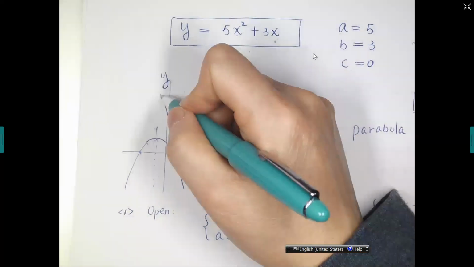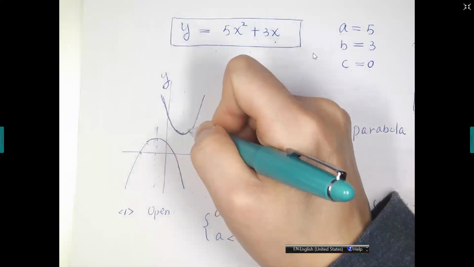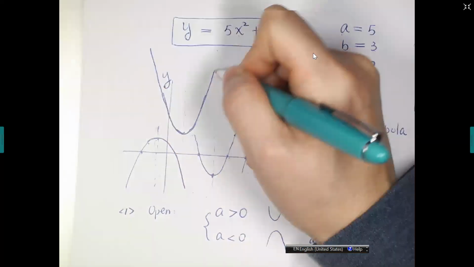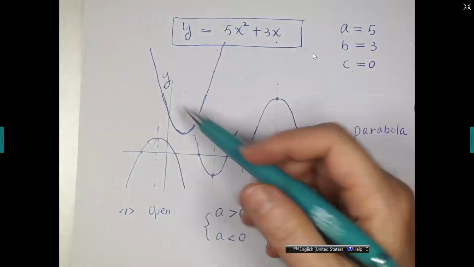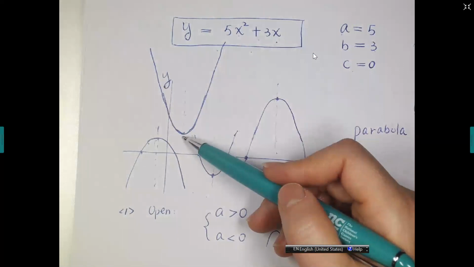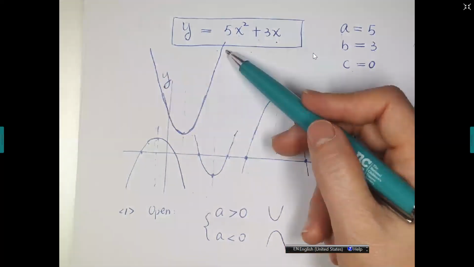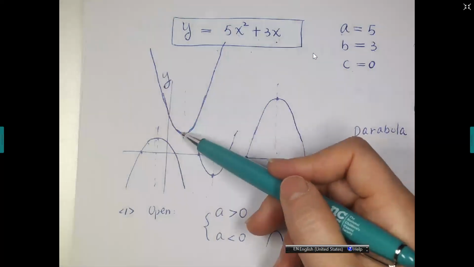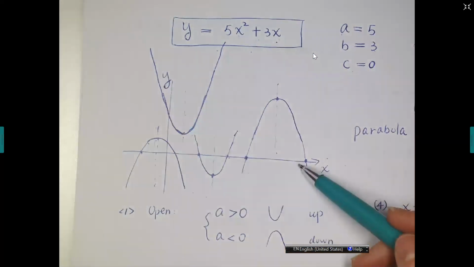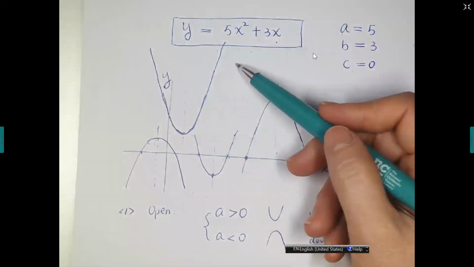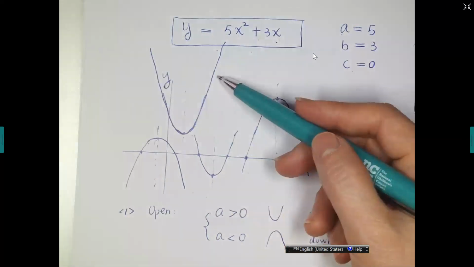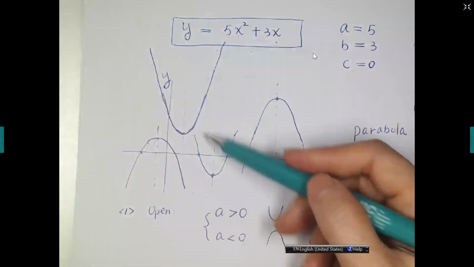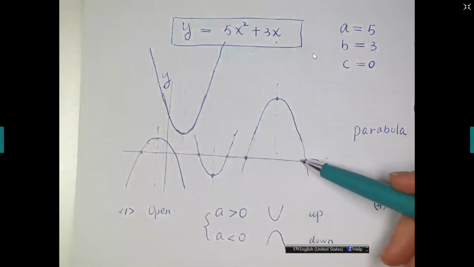But when we look at this parabola right here, no matter how hard we extend this parabola to infinity, there will never be an x-intercept. Why? Because this parabola is above the x-axis. It will never cross the x-axis. So that means this parabola, or this quadratic equation, does not have an x-intercept. But those three have two x-intercepts.